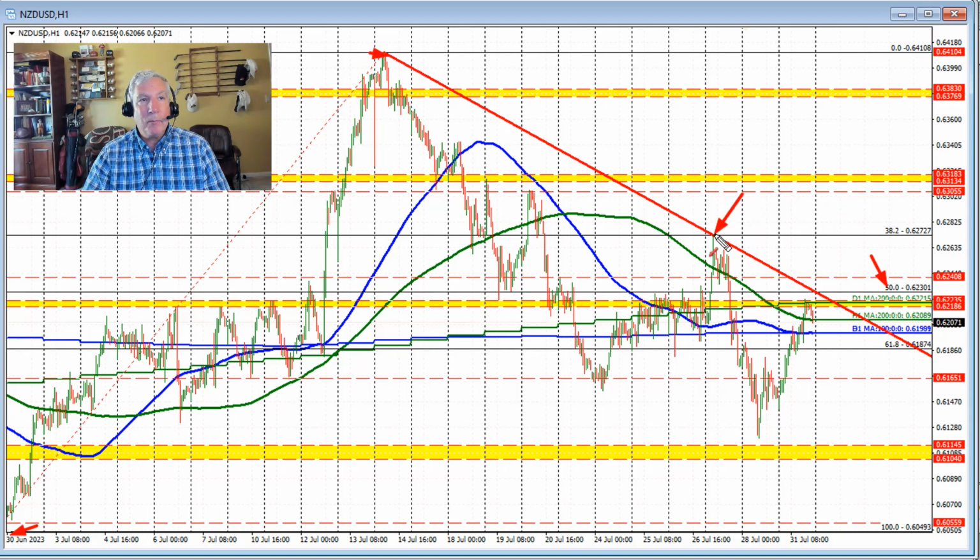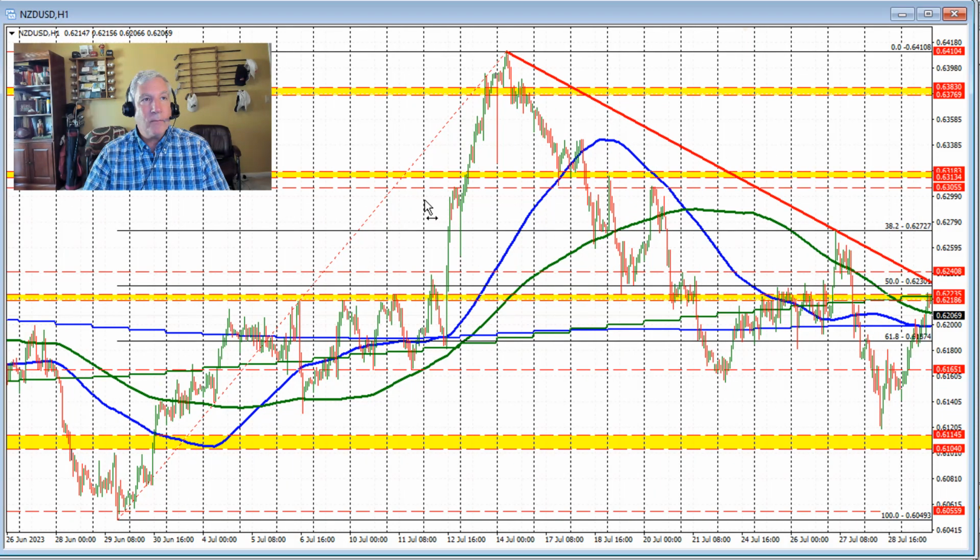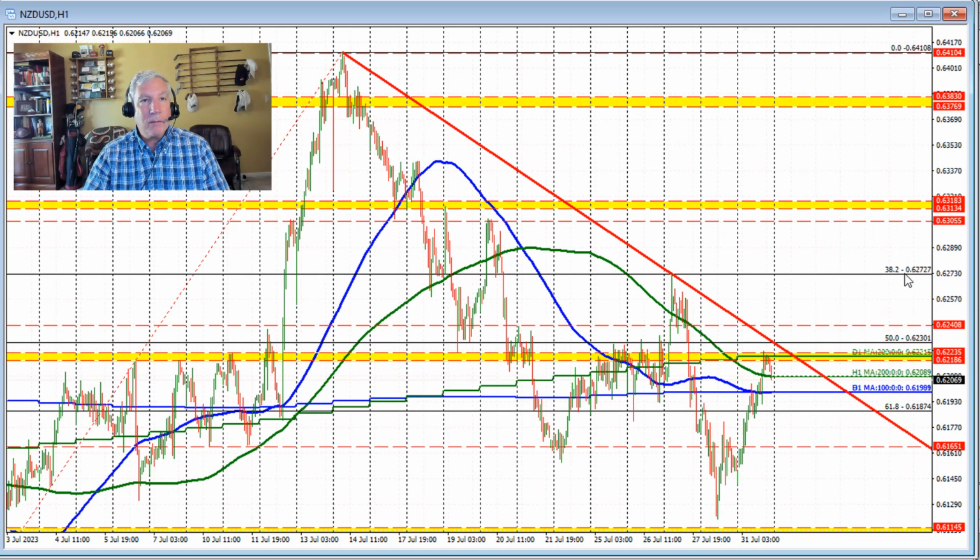Note how the price on Thursday stalled against the broken 38.2% of the same move higher. Again, this comes from the June 29th low to the high price that we saw on July 14th. The 38.2% comes in at 0.62727, and it was returning back to that level where the market found the sellers. So that would be another target on the topside.